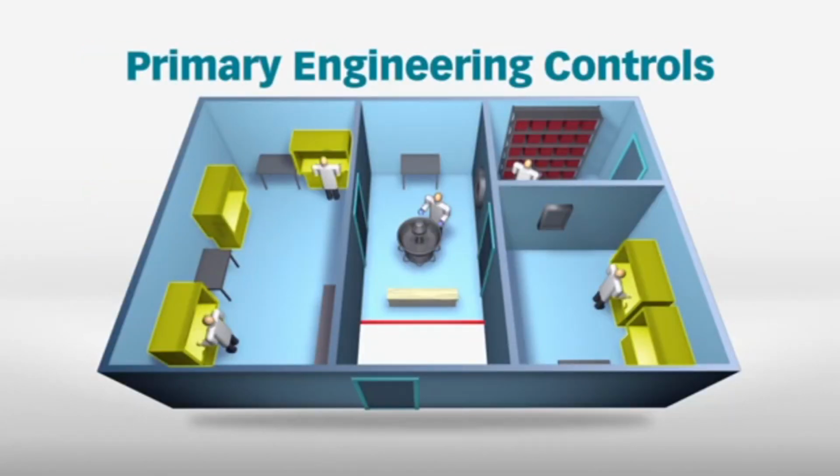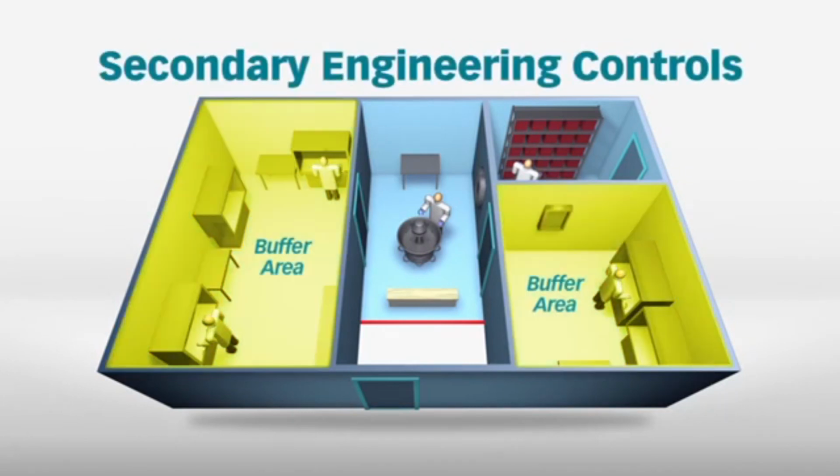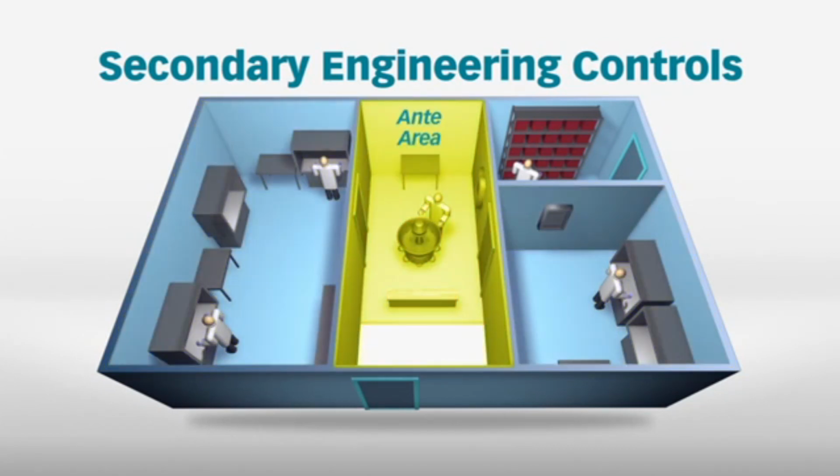Primary engineering controls are placed inside another environment called the secondary engineering control or buffer area. If the buffer area meets air quality, HEPA filtration, air changes per hour, and room pressure differentiation criteria, it's considered a clean room. Secondary engineering controls also include the Ante Area, the environment just outside the buffer area.